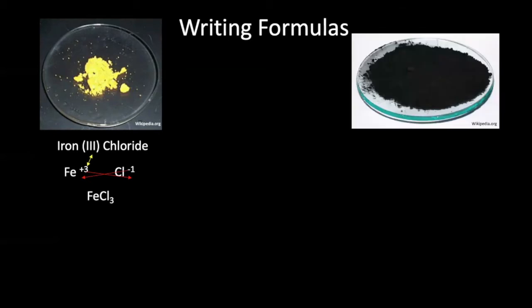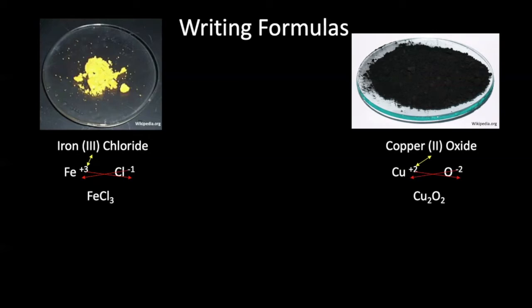Next, we have the compound copper 2 oxide. Since copper has a Roman numeral 2, we know that the charge on Cu is +2, and we can find that oxygen has a charge of -2 on the periodic table. Then we crisscross the charges. However, after we crisscross the charges, we see that both the subscripts are the same.